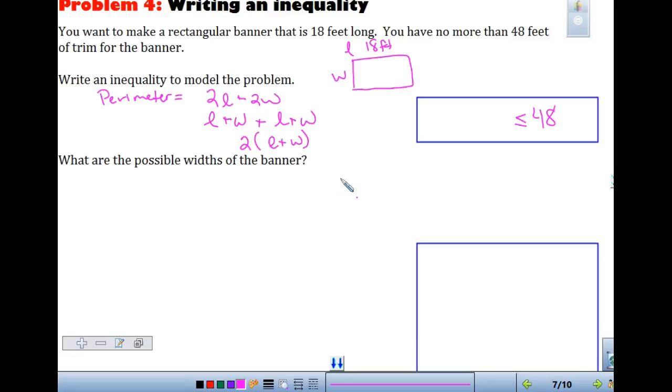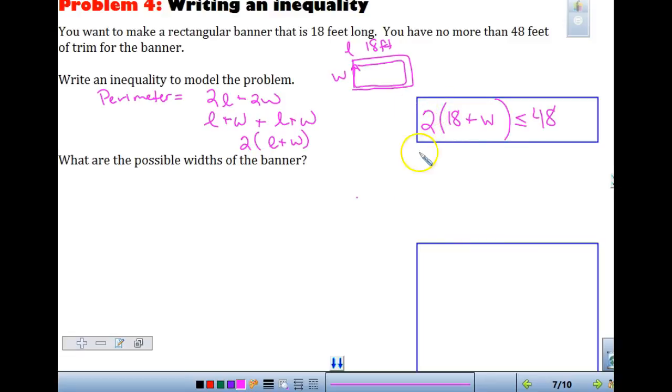Okay? And in this case, we are putting this banner, this is trim, going all the way around here, right? That's what we were trying to find. We know it can't be less or equal to 48. Which of these 3 formulas should we use? First, second, or third one? Any of them. Doesn't matter, right? I would take all of them for your equation. I like the last one. So let's go with 2 times, we are putting down our length, which was 18 this time, plus W.